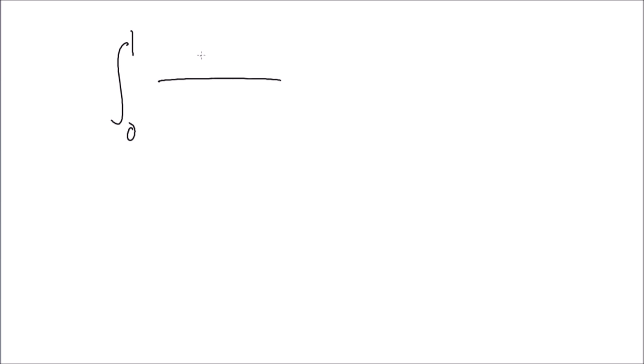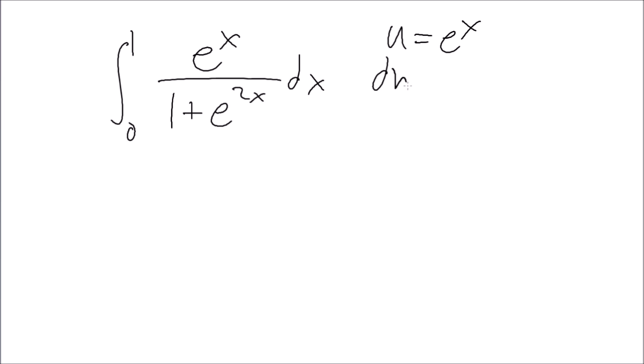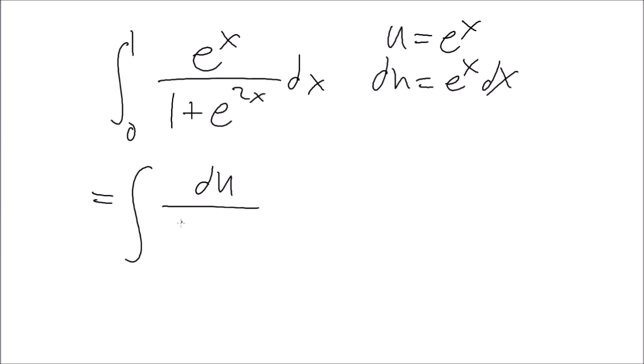Now from 0 to 1, e to the x over 1 plus e to the 2x. So what do we do? This is a U-substitution. We see if we let u equal e to the x, du is equal to e to the x dx, which is what we have here. e to the x is right here. That's good. So we can go ahead and put that there. du over 1 plus, since u is equal to e to the x, this is u squared. Okay. And now, let's see, plug in 0, we get 1. Plug in 1, we get e.